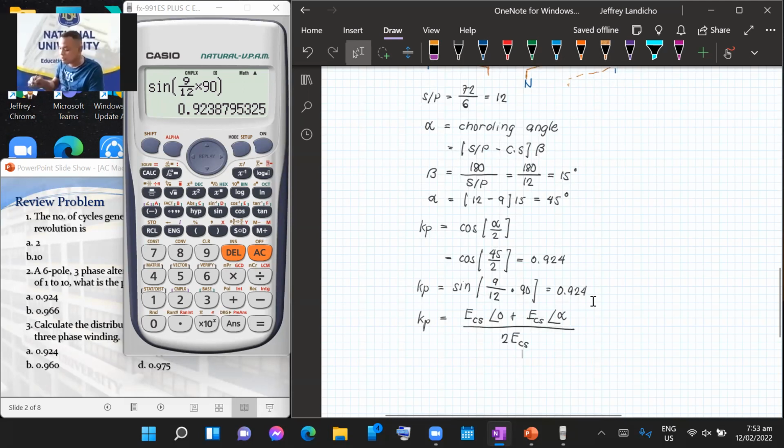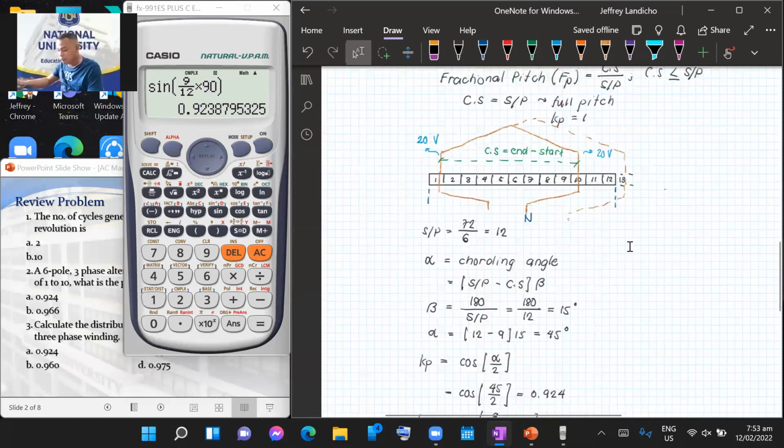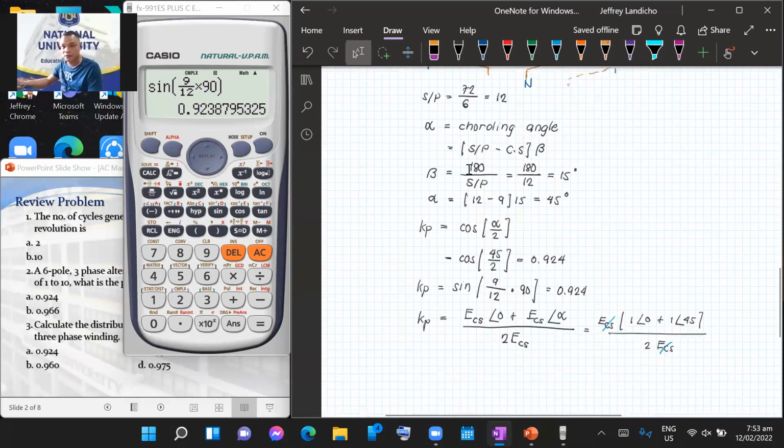Pwede silang mag-cancel out. Kasi pwede natin ilabas yan, the generated voltage per coil side, quantity 1 angle of 0 plus 1 angle, ano si alpha? 45. That is the coil angle. So, i-divide na lang natin kanino? Twice of the generated voltage per coil side. So, in this case, cancel ito. Kaya kung sinet man natin ng generated voltage is 20, magka-cancel lang naman. Kung sinet mo ng 10, so walang problema.